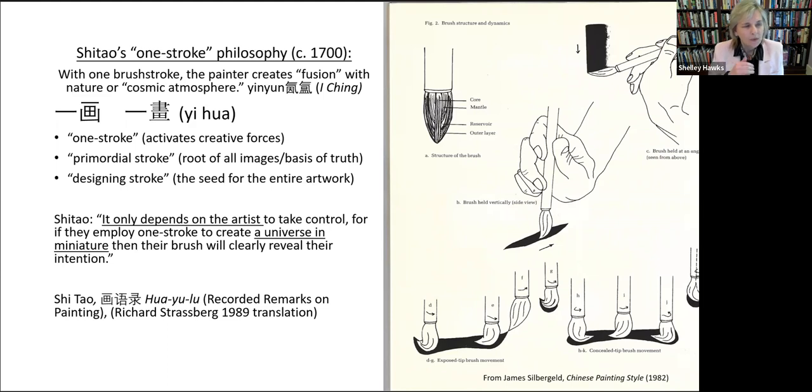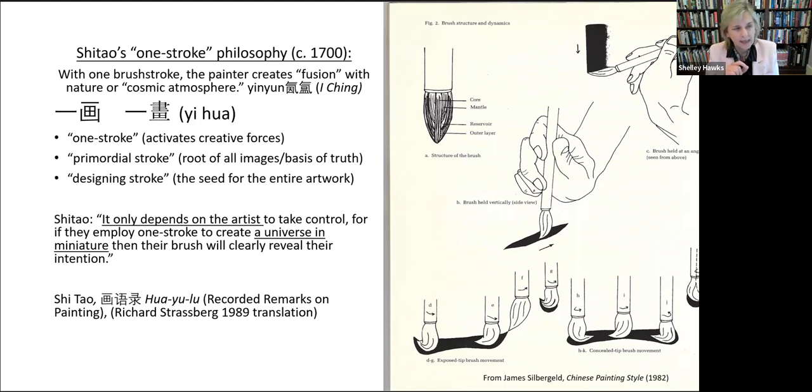So let's go deeper into this concept called the one stroke. And he articulated this concept in his treatise called Huailu, Recorded Remarks on Painting. And there are various translations of this in English. I've used Richard Strassberg's 1989 translation, and in his book, he has both the Chinese text and his translation. And I encourage everyone who is interested to read the text of the Huailu. It's not that long. It's really beautifully written.